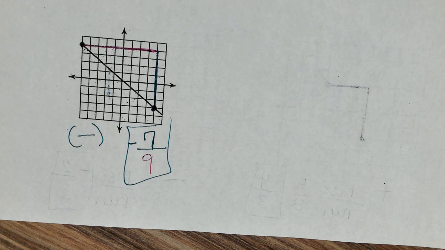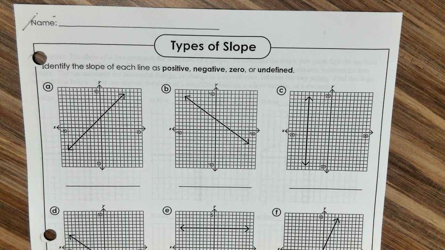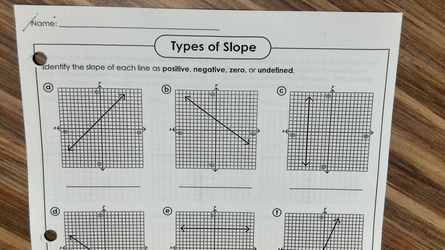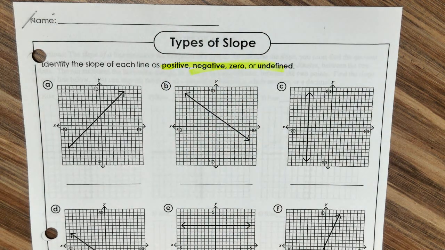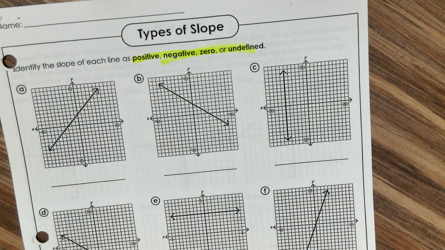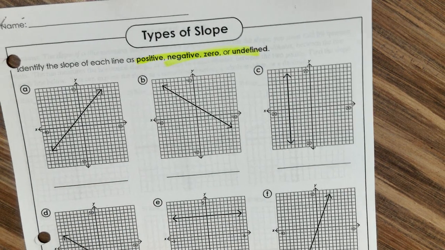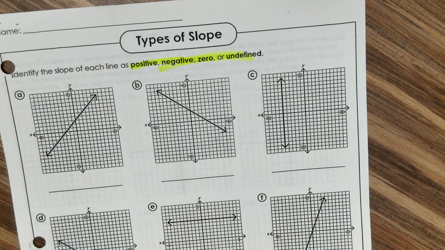How do y'all feel about slope? Super easy. What has to go on top though? The rise has to go on top. What has to go on bottom? The run. All right, I'm going to pass out. Okay, on the front page, all it asks you to do is identify the slope as positive, negative, 0, or undefined. So you don't have to do rise over run. This is just, is it positive, negative, 0, or undefined? Does everybody understand? This page should probably take you less than a minute.